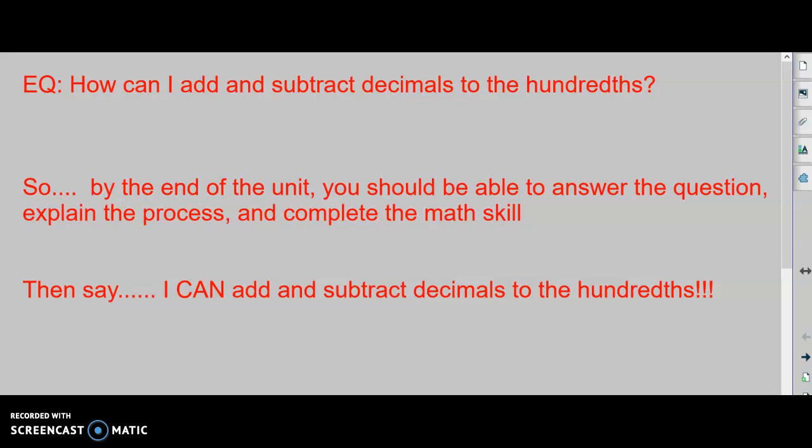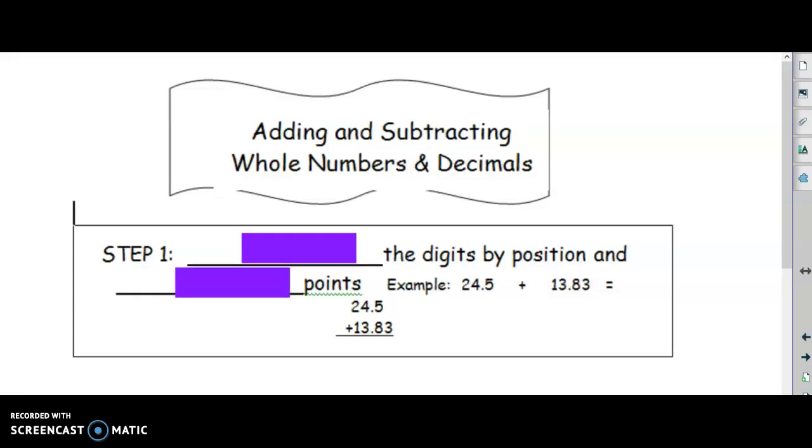But first, we're going to talk about how exactly we add and subtract decimals. When we add or subtract decimals, the first thing we need to do is make sure our problem is set up correctly. So step one, for example, if I was trying to add 24 and 5/10 plus 13 and 83 hundredths, the first thing I have to do is make sure I line up the decimals by position and points. I talked about this on Friday when we had our virtual class meeting, so you might remember this. So we line up our decimal points. So it's 24 decimal point 5 and 13 decimal point 83. So our decimal points are lined up.